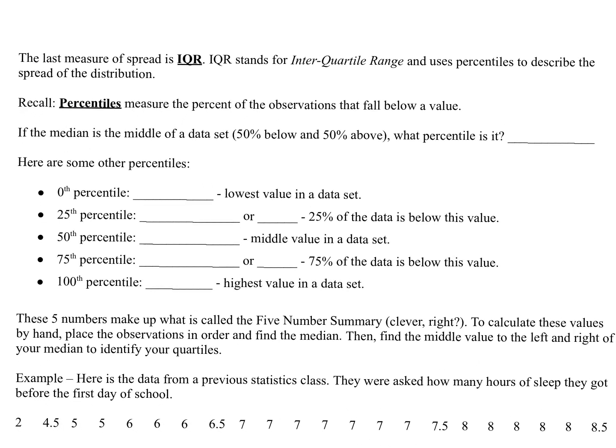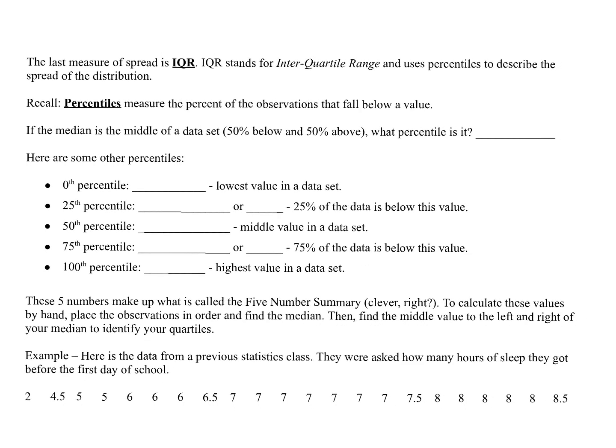So the last measure of spread is something called IQR. And IQR stands for interquartile range. IQR is specifically used with percentiles to describe the spread of the distribution. So just to refresh, percentiles measure the percent of the observations that fall below a value. So if the median is the middle, where 50% is above and 50% is below, the percentile it would represent is your 50th percentile. So median goes closely with percentiles.